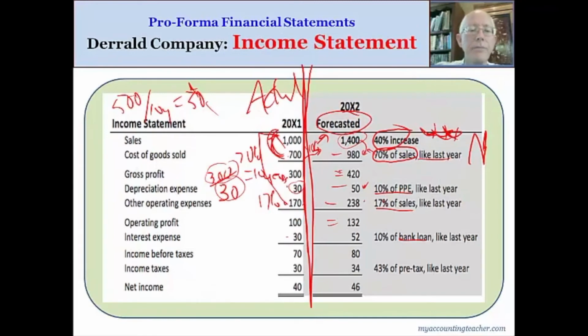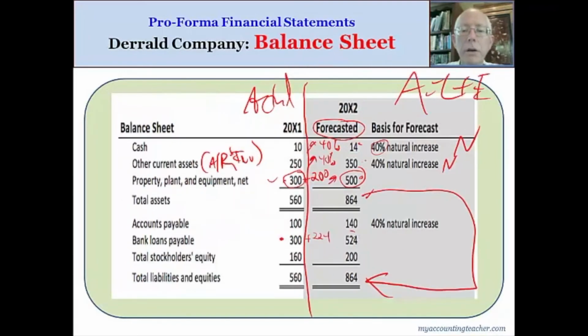Interest expense. Last year, our interest expense was $30 on loans of 300. That looks like an interest rate of 10%. We're doing easy numbers here. Interest rate of 10% last year, if we had interest expense of $30 on loans of 300. All right. Well, what are my loans expected to go to this next year? Let's take a look. Expected to go to 524. That's the preliminary decision that I've made.